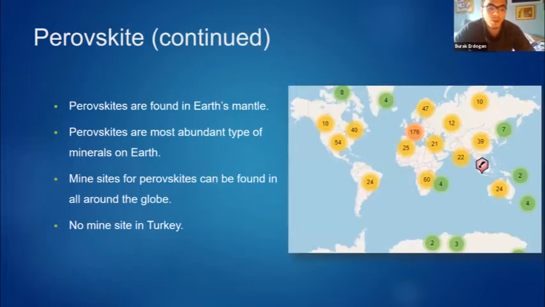It is found in Earth's crust rarely and found in Earth's mantle abundantly. The most abundant type of minerals are perovskites, since all minerals with the same crystal structure as a perovskite are considered one. Mine sites for perovskites can be found all around the globe. Unfortunately, so far there is no mine site in Turkey.